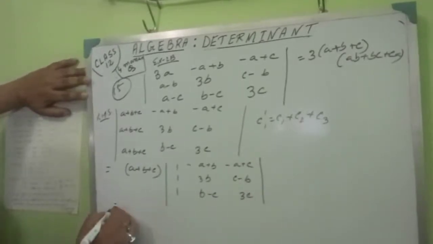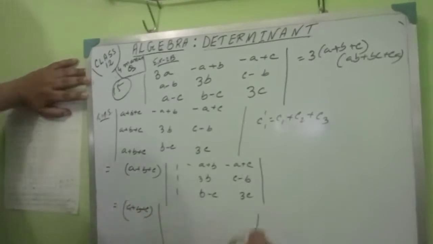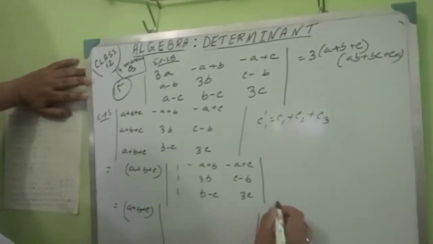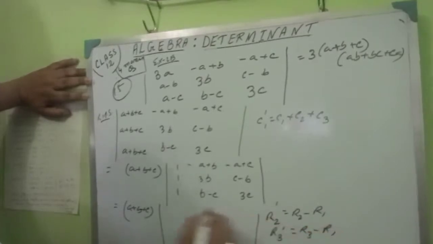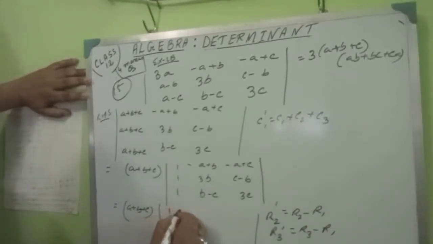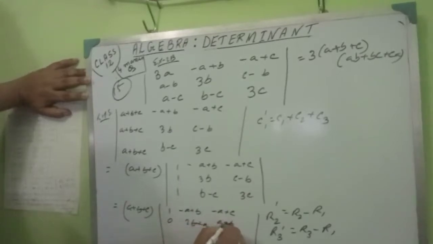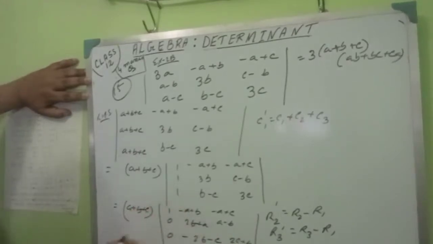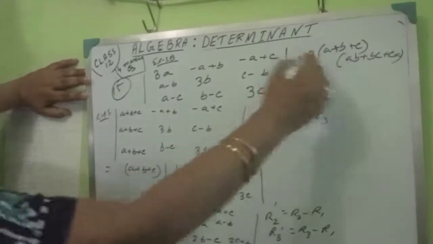Okay, now a plus b plus c. Change the second row, so R2 dash is R2 minus R1, and change the third row, so R3 dash is R3 minus R1. Okay, it will be 1, minus a plus b, minus a plus c, 0, 2b plus a minus b, 0, minus 2b minus c, 2c plus b. Okay, now just expand. After expansion, we will get this one.